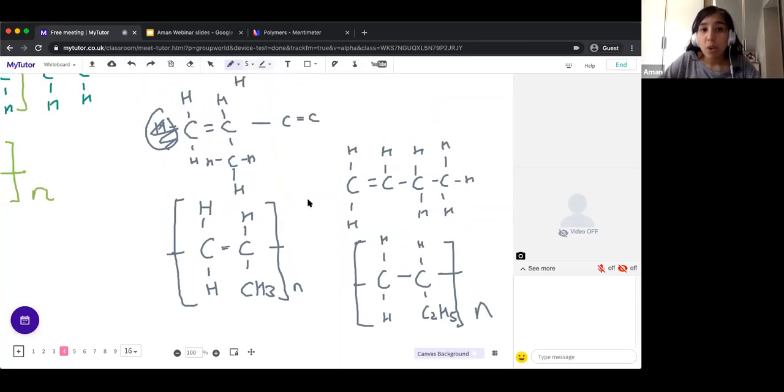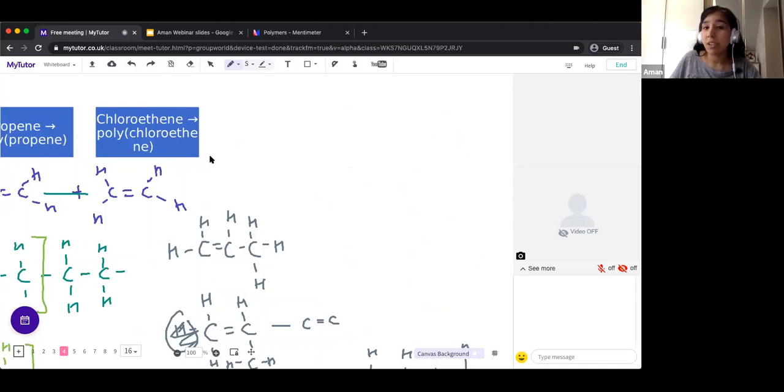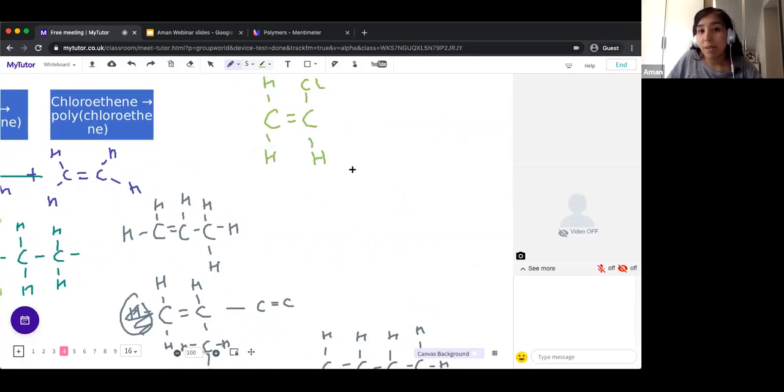Okay, so the final one then that we need to draw is chloroethene, which is nice and easy. The only difference is with chloroethene, it's essentially ethene, but one of the hydrogens is a chlorine. So it's like that. So that's chloroethene. So again, the repeating unit looks exactly the same as ethene, just with one hydrogen being a chlorine. So it will look like this. So hydrogen, hydrogen, chlorine, hydrogen.